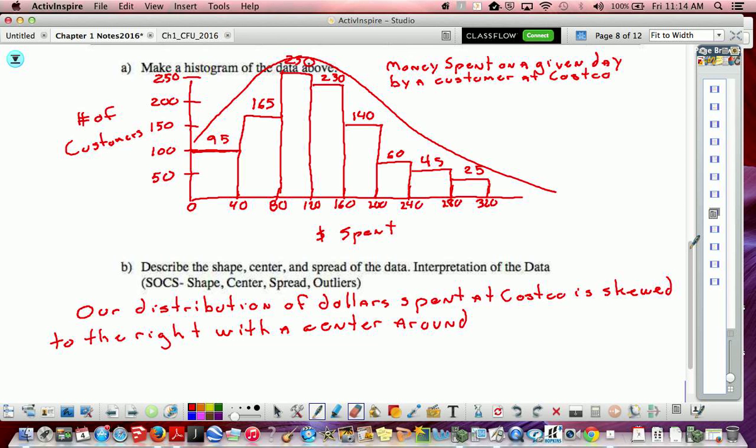So customer maybe number 500 roughly would be the center. So let's see, 95 and 165 would make what, 260? And another 250 would make 510. So customer 500 spent somewhere between $80 and $120, but I don't know the exact dollar amount, but I know it might be on the higher end.